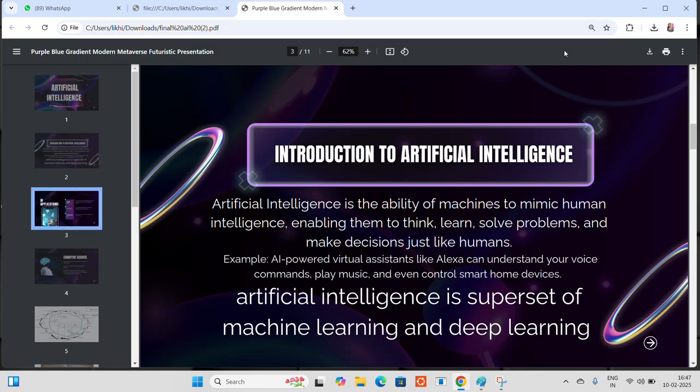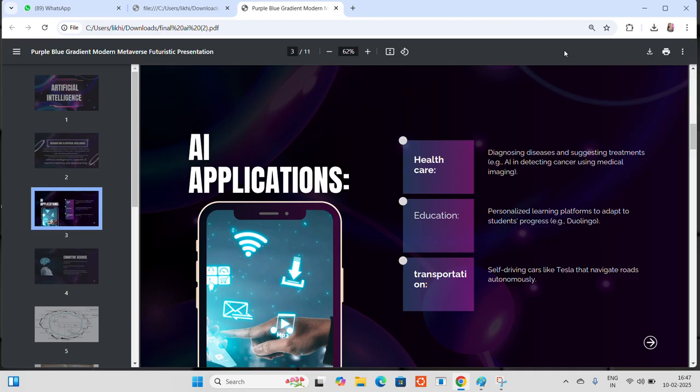Coming to AI applications, there is a vast number of AI applications, but for the time being, we'll only focus on three. AI is used in the health sector to diagnose disease and suggest treatments. AI is used in the educational sector for personalized platforms to adapt to human progress. AI is used in the transportation sector in order to improve automation. We know Tesla self-driving cars use AI technology for automated driving.